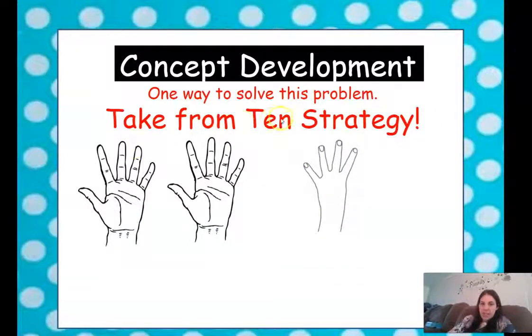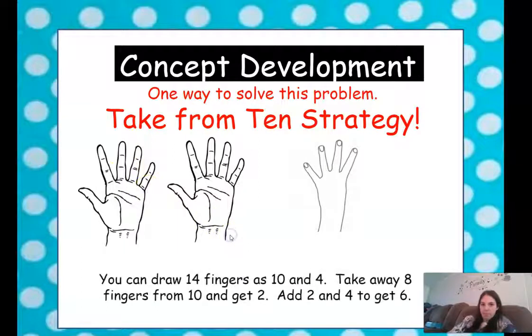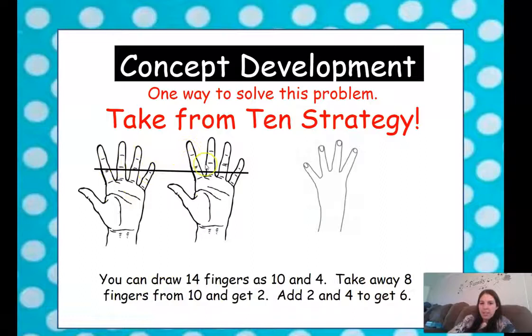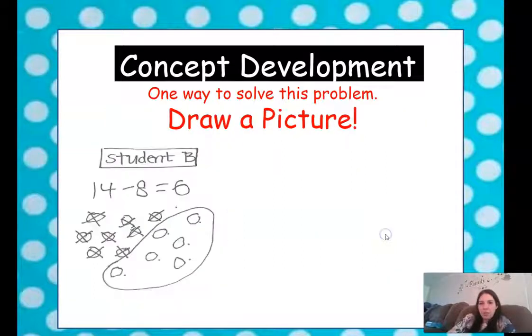One way to solve it is take from 10. So draw 14 fingers as 10 and 4 more. Take away 8 fingers from the 10. So take away 8. 1, 2, 3, 4, 5, 6, wait. 1, 2, 3, 4, 5, 6, 7, 8. Okay, and we're left with 2 thumbs. And then we still have these 4 here. So 2 plus 4 equals 6. Okay, so that's one strategy that you could use.